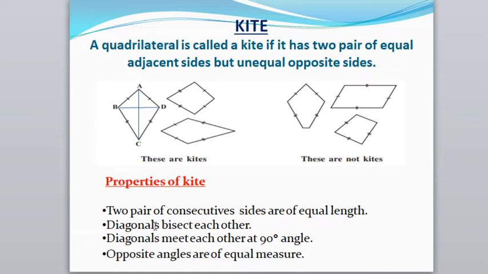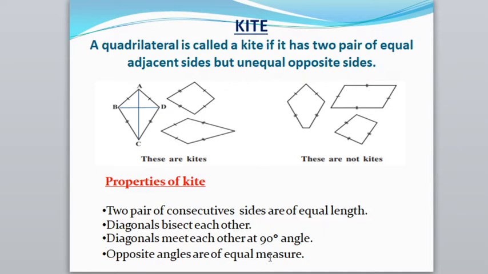Then the second property is that the diagonals bisect each other. So here notice in this first figure ABCD, AC is the first diagonal whereas BD is the other diagonal, and these two diagonals are bisecting each other. Then the next is that the diagonals meet each other at a 90-degree angle. So here the two diagonals are bisecting at this point, and at this point where they bisect, it is making an angle of 90 degrees.